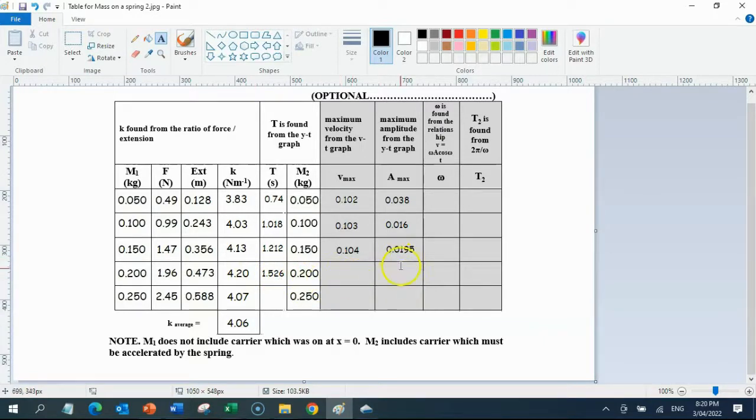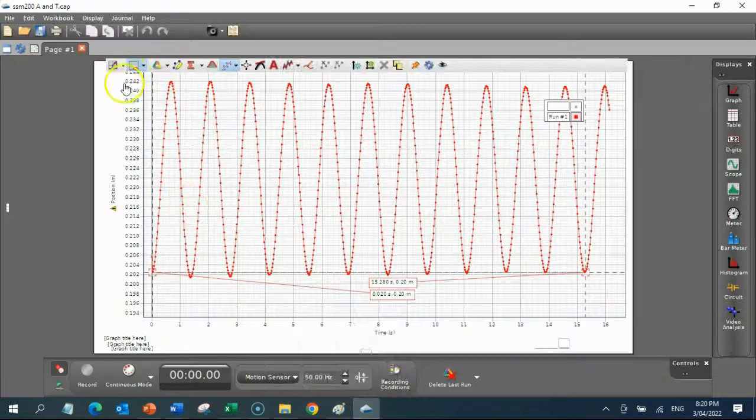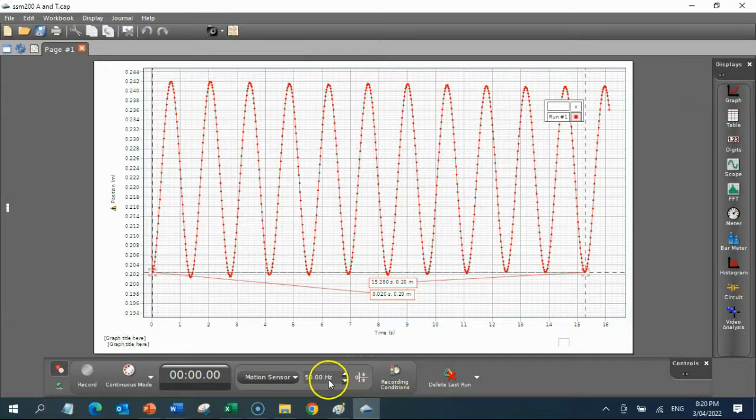Now, the maximum amplitude. Again, looking at the highest position here, highest displacement is 0.242, and the lowest position here is, well, I'm going to say 0.202. So subtracting those two numbers, we get 0.04. Halving that to get the amplitude would be 0.02. Again, that goes into our table for the amplitude.